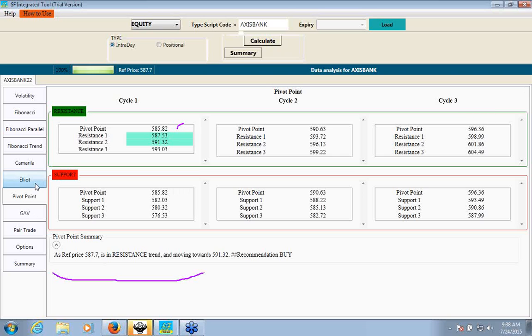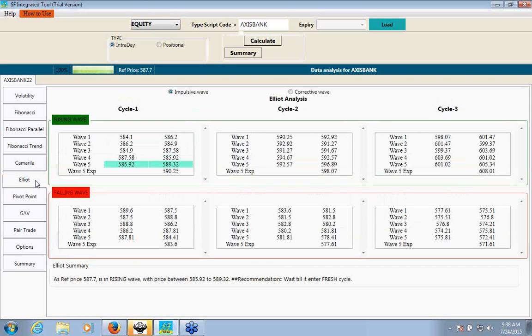Same way, if you go for the Elliott principle, it will give you the wave structure. So it is in the impulsive wave structure, wave 5 retracement level, it is now, and wave 5 is there. So it is telling that it is in the rising wave, and it is between 585 to 589. So this is wave 5, recommends wait, because wave 5 is the last wave of an impulsive cycle. Then there is an expansion if it happens. If there is no expansion, then it may retrace back. So it is telling that since you are in the last wave of this impulsive cycle, better to wait.